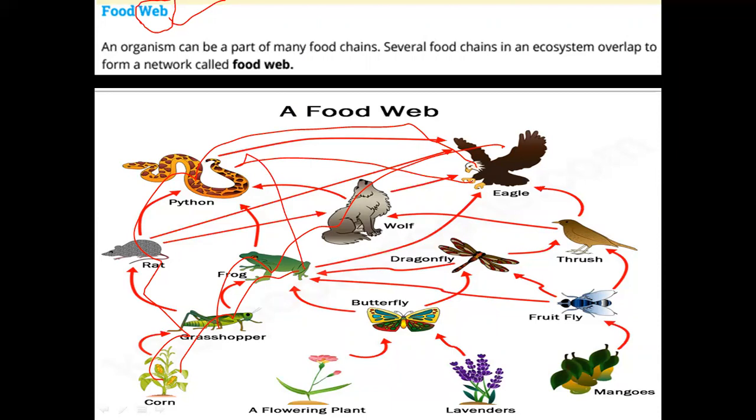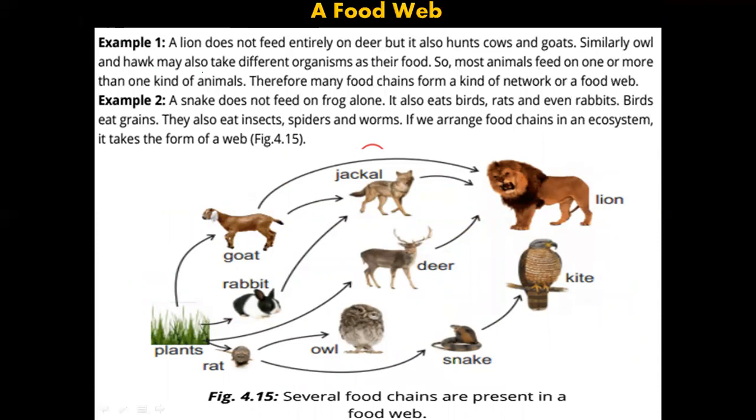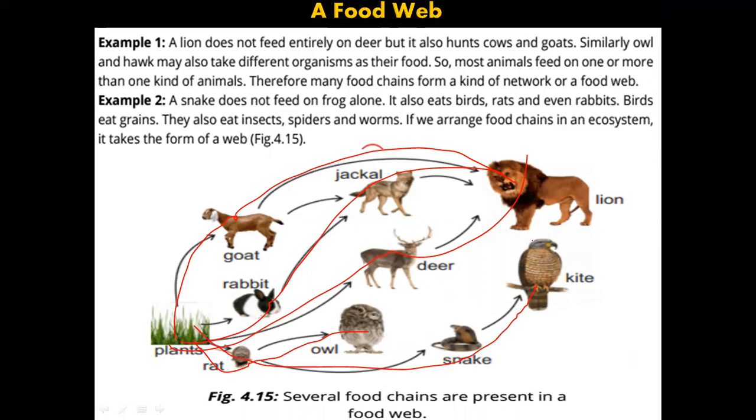In your book, there is an example that a lion does not feed entirely on deer, just deer or goat. This is the first food chain. This is not only one feeding relationship. Plants can be eaten by rabbit and deer, and the lion eats the deer and the jackal, and those are eaten by the owl, which is a consumer. And if you see like this, the snake and the kite are also final consumers. When final consumers die, or any organism dies, they are consumed by decomposers.